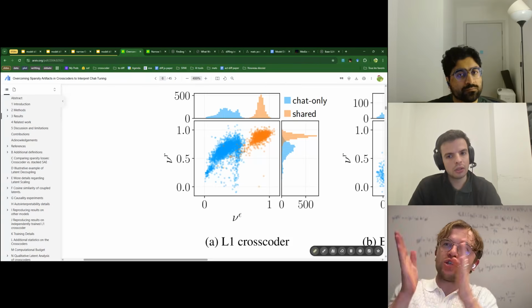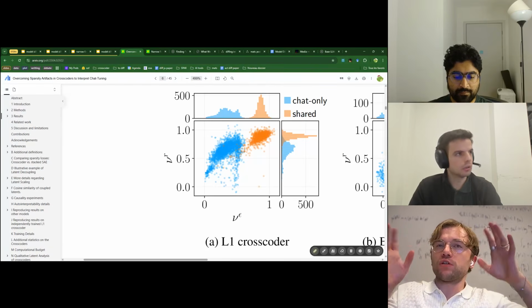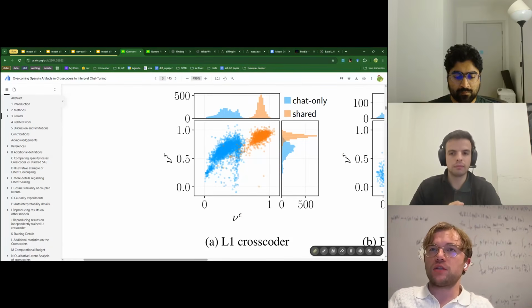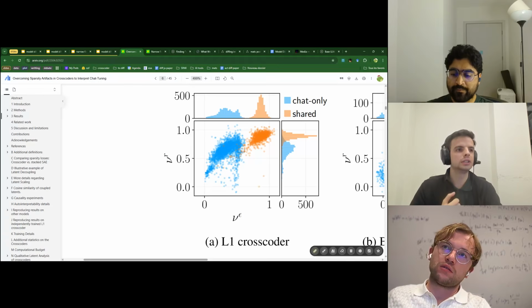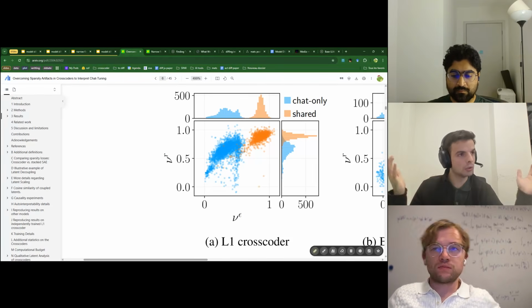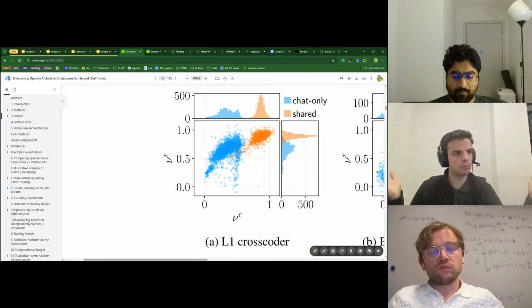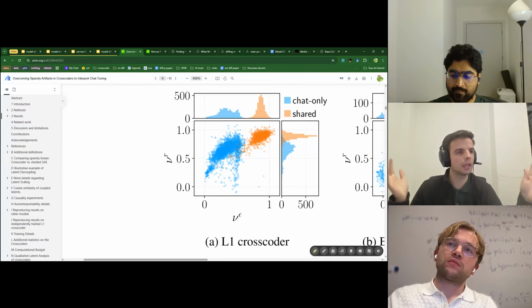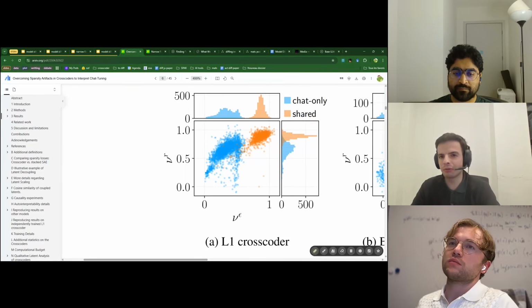Shared features are features that have the same norm in both models, so they seem to be equally present in both models. Yeah, absolutely. Makes sense.